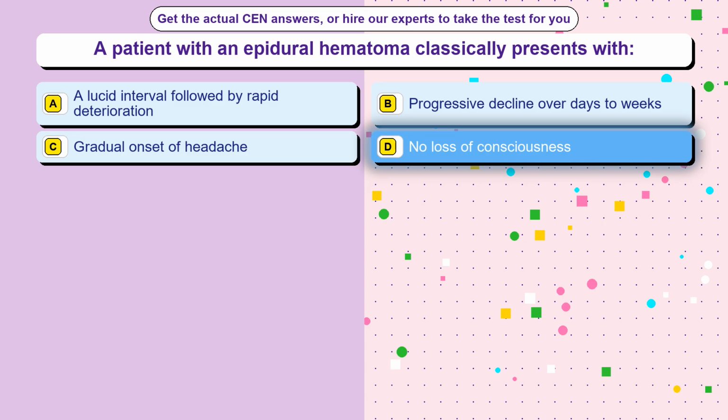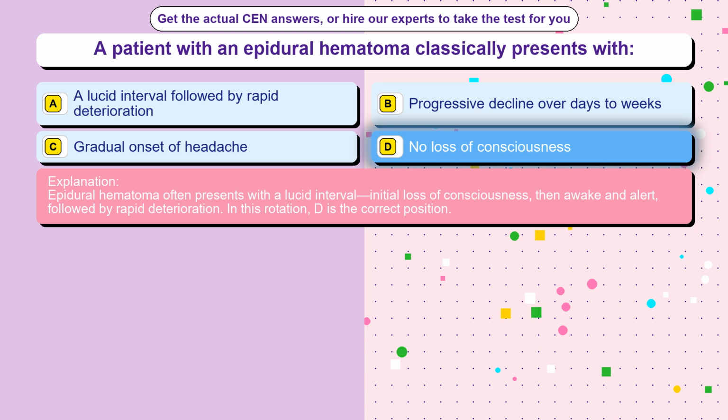The correct answer is option D, no loss of consciousness. Epidural hematoma often presents with a lucid interval: initial loss of consciousness, then awake and alert, followed by rapid deterioration. In this rotation, D is the correct position.